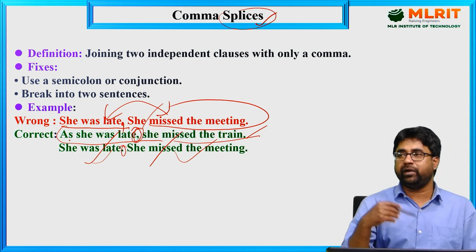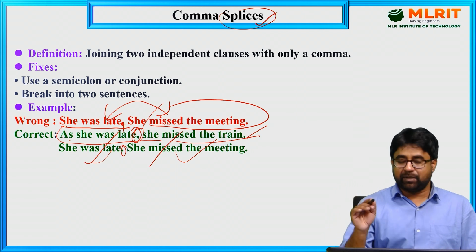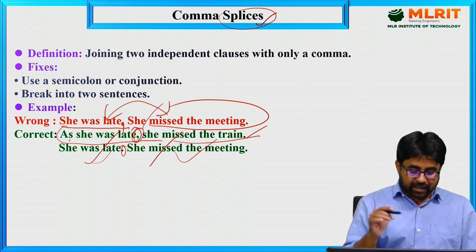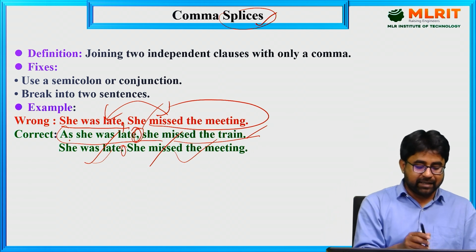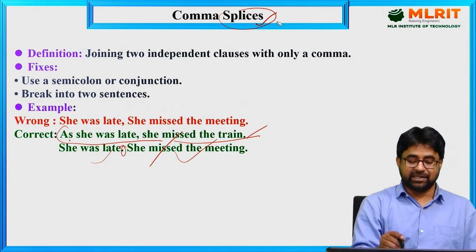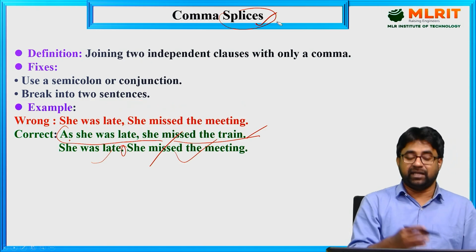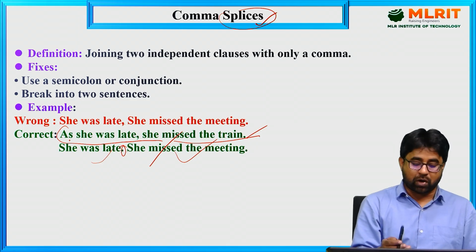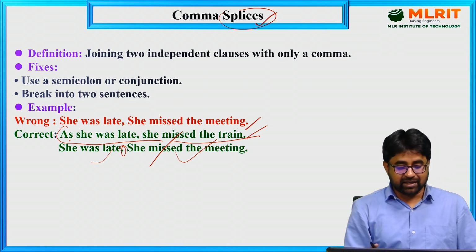Unnecessarily, wherever we feel, we put a comma. But please remember, we cannot do that. Unnecessarily, if we put a comma, like in this example, what will happen? It will be considered as a comma splice. That means it is splicing the sentence in the middle unnecessarily, which is wrong. Right? So I hope it is clear.